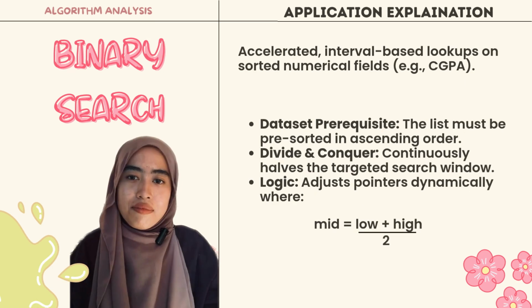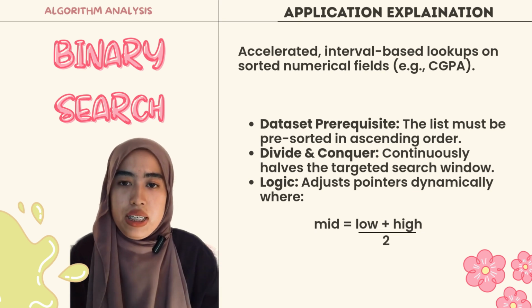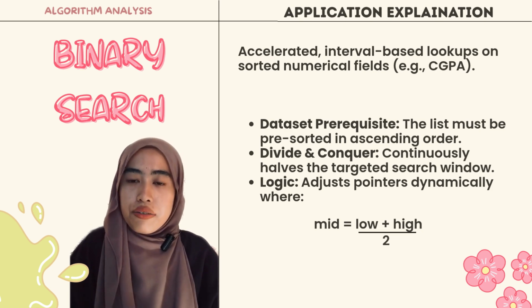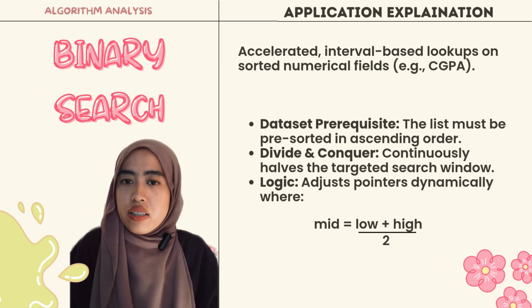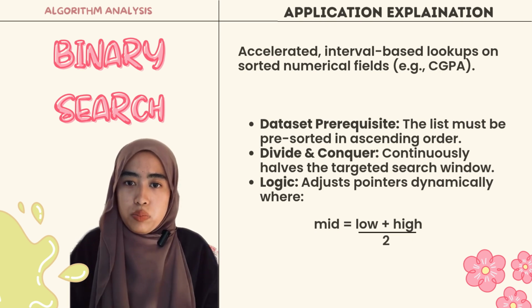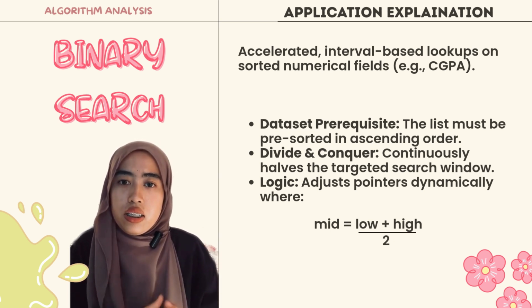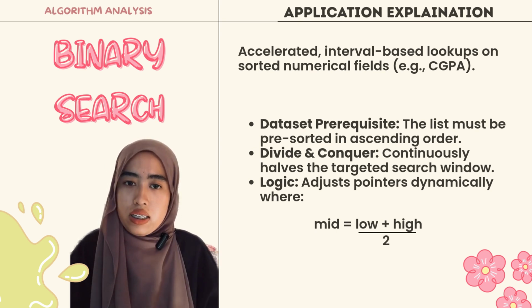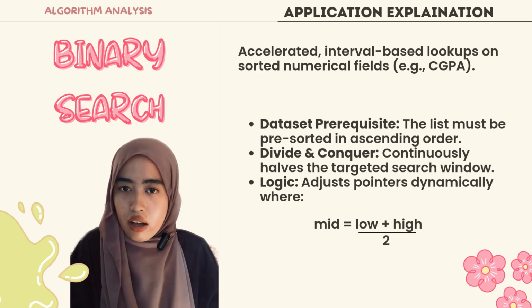Next is binary search, which we apply to numeric fields, specifically locating or filtering students by their CGPA. Unlike linear search, this requires a prerequisite. The list must be pre-sorted. By applying a divide and conquer approach, we dynamically split the search boundary using the middle index calculation shown. This allows the system to isolate a student-specific academic performance bracket in seconds, yielding a rapid time complexity of O(log n).